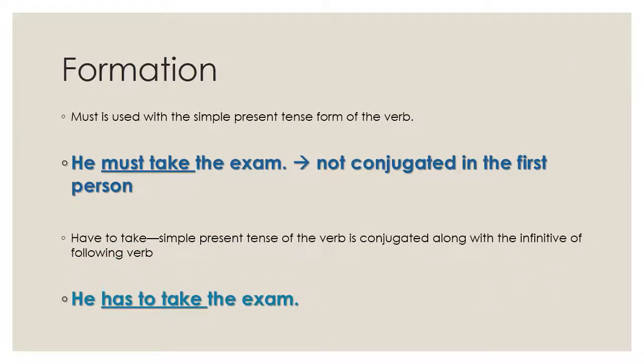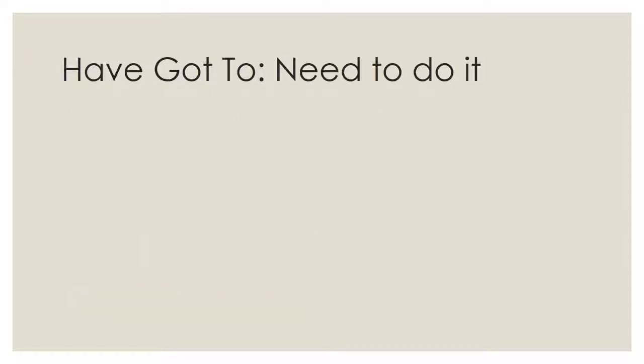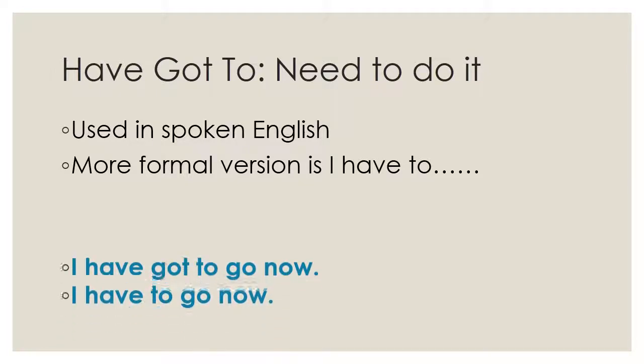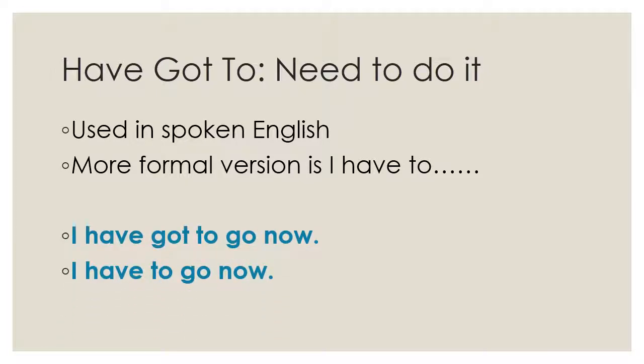Now, another way, as we were saying, to say that is he has to. So again, with this particular form, you will conjugate the have part. So he has to take the exam or I have to take the exam. Following that verb, you will use the infinitive, to take, or whatever verb you are referencing. Have got to means you need to do it. It's used in spoken English. The more formal version is I have to. So I have got to go now, or I have to go now.